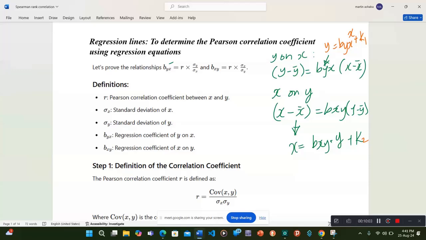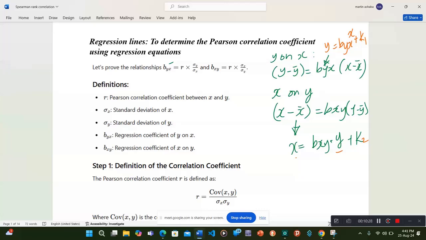This line is actually a straight line, but it is a line expressed as y in terms of x. So we are calling it a regression line of y on x. This is a regression line of x on y. You have to understand that.